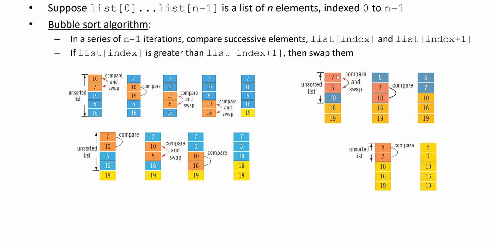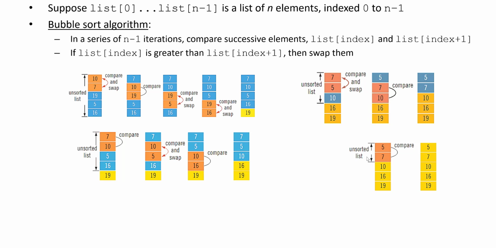We start with 7 and 5 in the next iteration, and we notice that 7 and 5 need to swap, so we swap them. Now 5 and 7 are swapped. Now we compare 7 and 10. No swap is needed, and at this point we have 19, 16, and 10 sorted, and the last thing we need to do is to check 5 and 7.